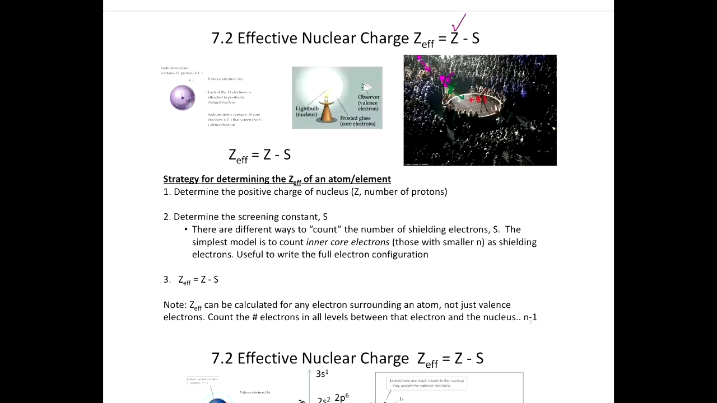First, we need to know how many protons we're working with, and then we need to figure out the shielding. But it's not as easy as just counting people in front of you. We actually want to count the number of electrons between the nucleus and the electron in question. Usually we are talking about valence electrons, so we're always talking about the people in the back rows. That's what we're calculating here.